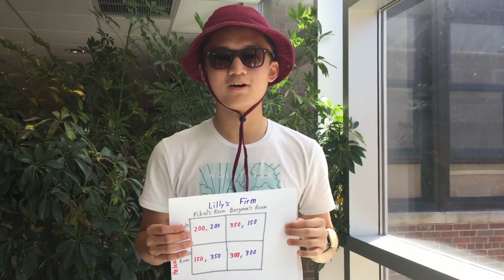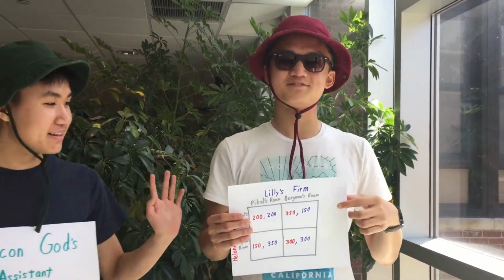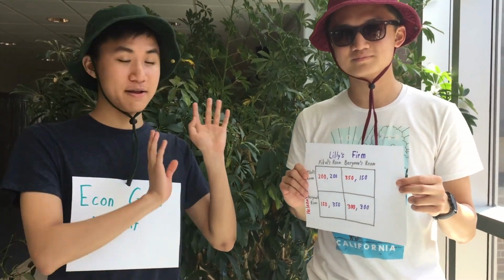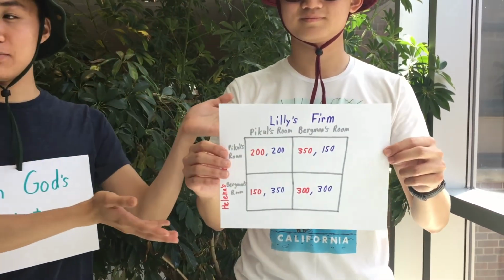In our duopoly, there are two places for Helena and Lily to sell their widgets: Ms. Bergman's room or Mr. Pykel's room. So the amount of money that each firm can make is represented by this table here.